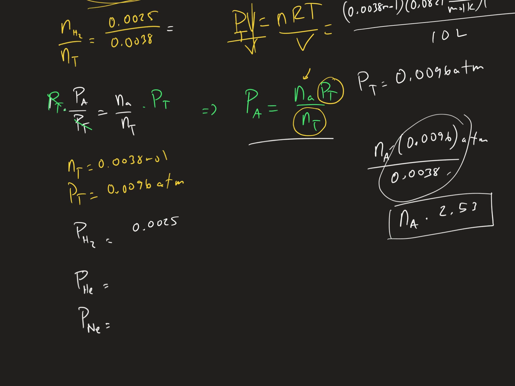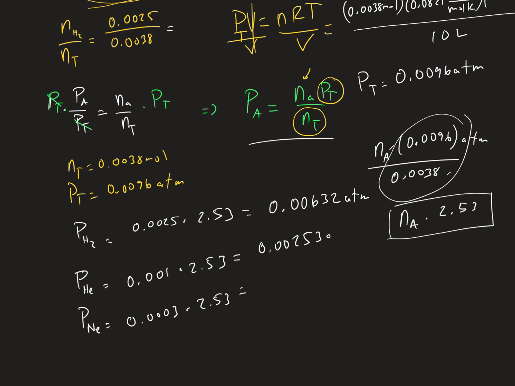So 0.0025 multiplied by 2.53. This one's going to be 0.001 times 2.53, and this one's going to be 0.0003 times 2.53. And we get the partial pressure for hydrogen is 0.00632 atm. Partial pressure of helium is 0.00253 atm. And the partial pressure for neon is 0.000758 atm.